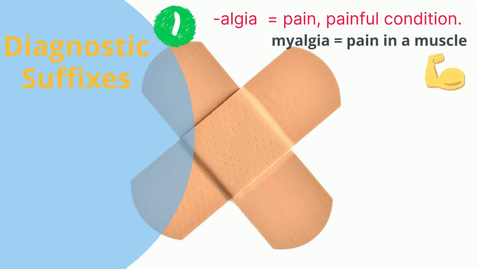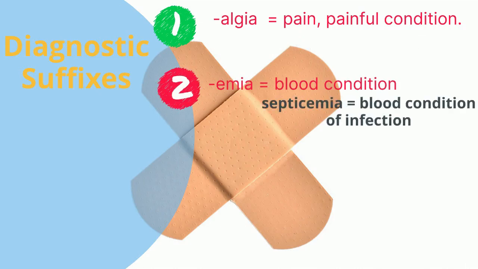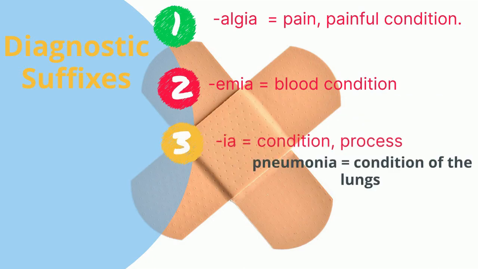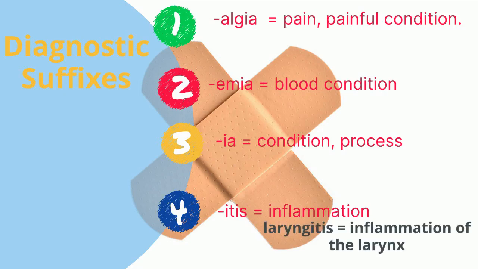Myalgia, pain in a muscle. Emia, blood condition. Septicemia, blood condition of infection. Ea, condition. Pneumonia, condition of the lungs. Itis, inflammation. Laryngitis, inflammation of the larynx.